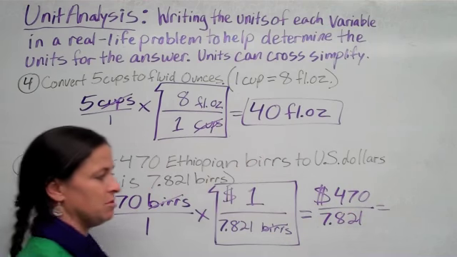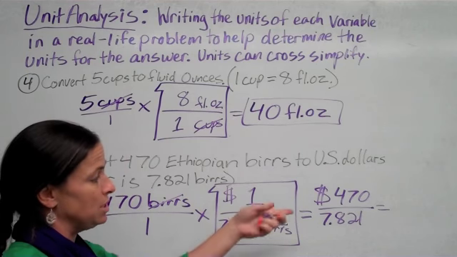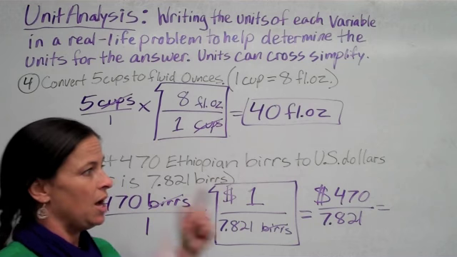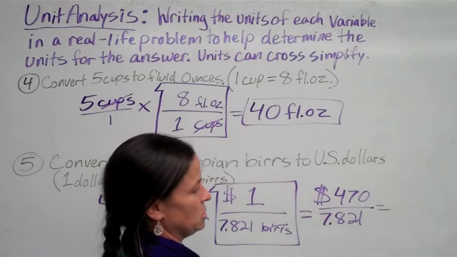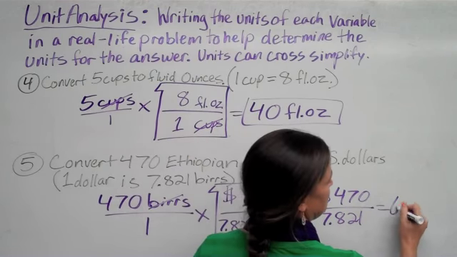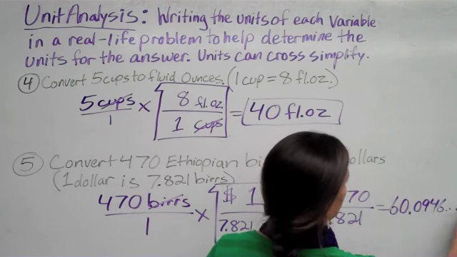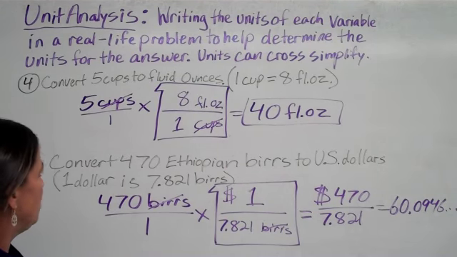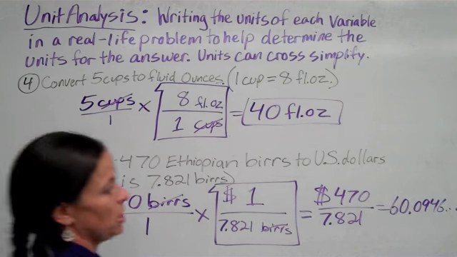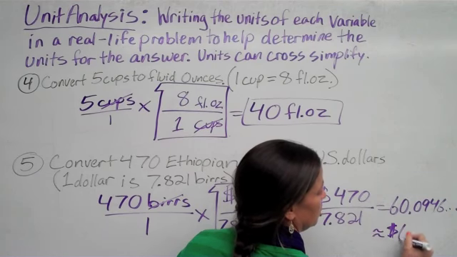So I still have some numbers, and this doesn't look like it's going to simplify out very easily, so it's a fraction, and fractions are division. I've already done the division. I've already plugged in my calculator. 470 divided by 7.821 equals 60.0946, and so on. We want to just know to the closest dollar. So basically, 470 birrs is approximately 60 US dollars.